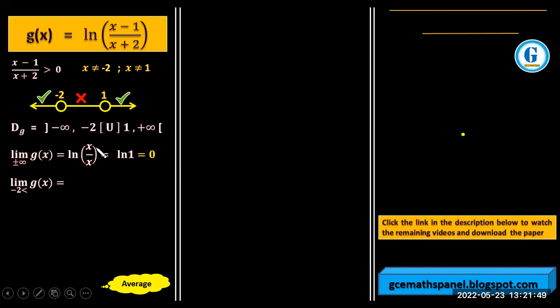It's on limits. Now, what is the ln of 1? Ln 1 is 0, right? So whenever x tends to positive infinity or negative infinity, the ln of that number is 0. And what does this tell us? This tells us that the line y equals 0 is a horizontal asymptote. So there is a horizontal asymptote existing.